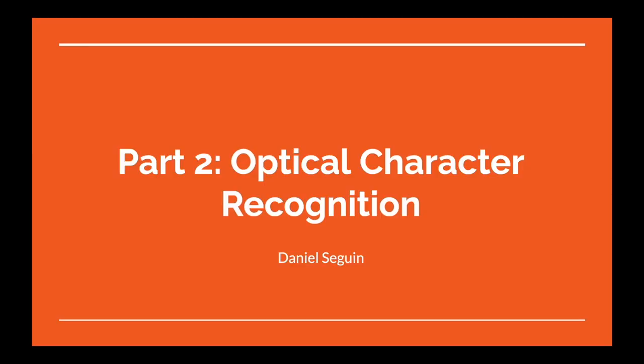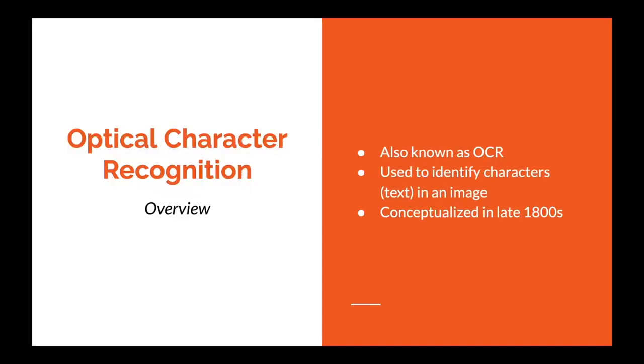we provided. My name is Daniel Sagan, and now I'm going to be talking about optical character recognition and its implementation into our project. Now first, I'm going to talk about the background of optical character recognition. Also known as OCR, it's used to identify characters or text in an image.